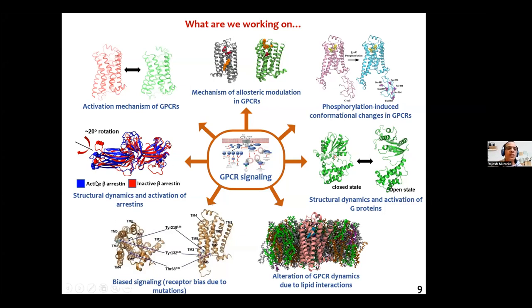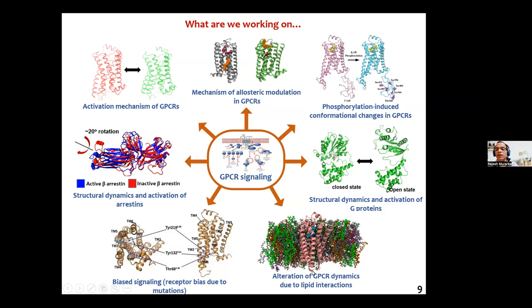And we are also working on these transducer activations. I said that there are two different transducers, particularly the beta arrestin and G protein. So we are also interested in working on structural dynamics and activation of this beta arrestin and also G protein, which we are working on.